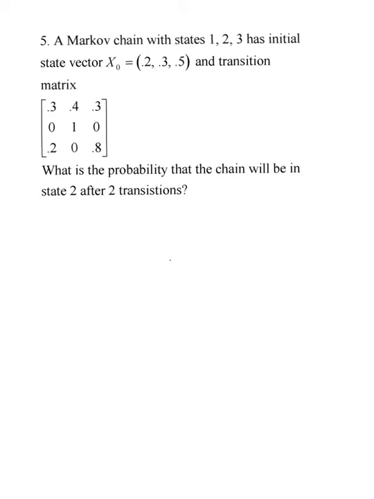There's a three-state Markov chain here. We've got my initial state vector. We've got my transition matrix. I want the probability that it'll be in state 2 after 2 transitions. So 2 transitions, so x sub 2. Okay, so since we have a state vector, we just take our x sub 0 times p squared. Okay, and remember this is p.